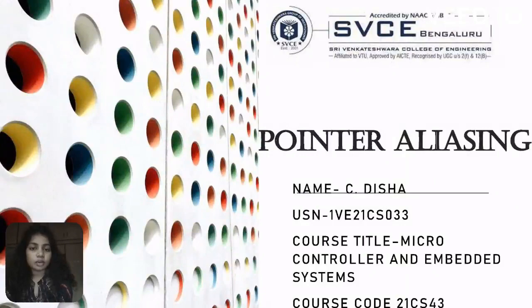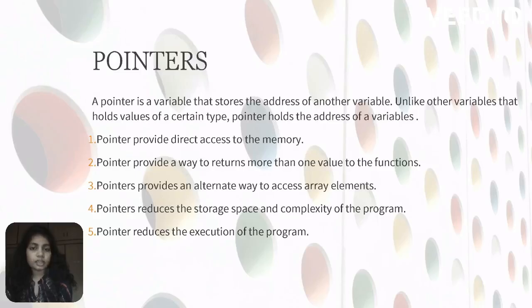This video is about the topic pointer aliasing. Let us know a few points about the pointer first. A pointer is a variable that stores the address of another variable. Unlike other variables that hold the value of a certain type, a pointer holds the address of a variable.